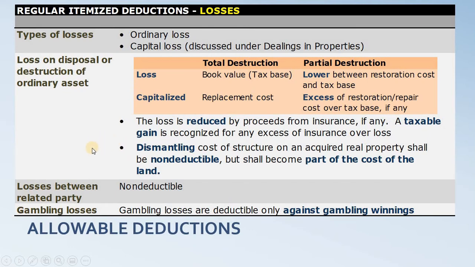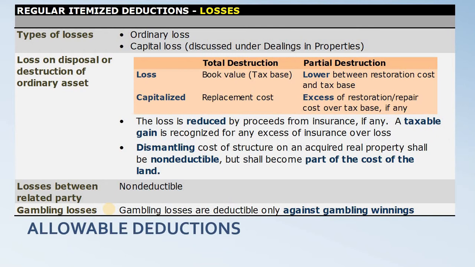Then again, following the related party rule, losses are non-deductible if these are suffered from transactions with a related party. Then for gambling, losses are non-deductible, which means they cannot be deducted from gross income since gambling losses is not business related. However, gambling winnings are taxable, because there is no requirement as to the source of income. As long as it is an income, it will be taxable.